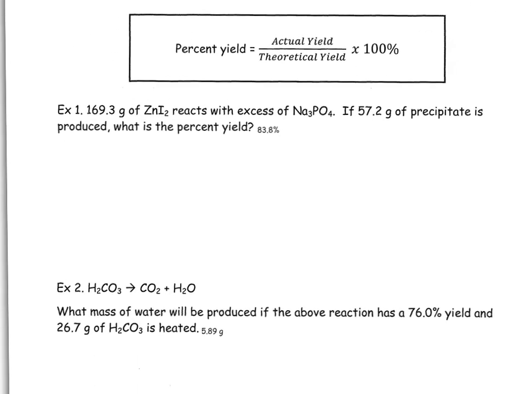Example 1 tells us how much of a reactant we're going to use. 169.3 grams of zinc iodide, and we're going to react that with extra sodium phosphate. It tells us what our actual yield is. If we collect 57.2 grams of precipitate, what is the percent yield of the reaction? They don't give us a balanced chemical equation, so let's start there.